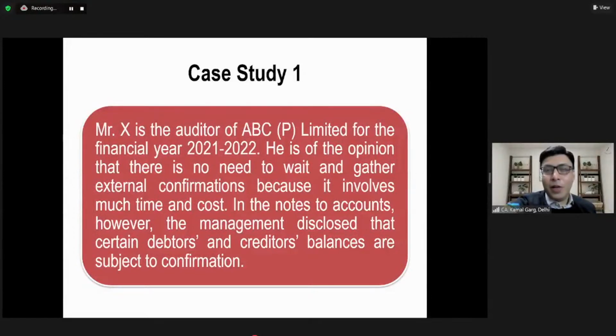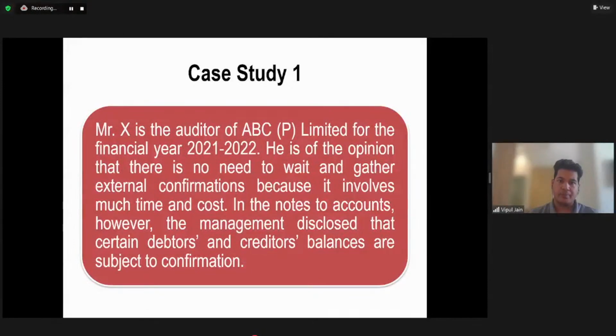I request each of the students to take a note. Answer number one, by virtue of SA 500 and SA 200. So two standards go hand in hand. 500 is audit evidence, 200 is objective of audit. By virtue of SA 500, read with SA 200, time and cost factors cannot be excuses for not obtaining evidence. External confirmation is one kind of audit evidence, so you cannot take the excuse that time or cost will be involved. If this happens, then the auditor is guilty.